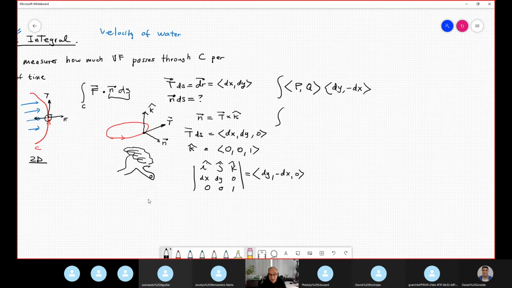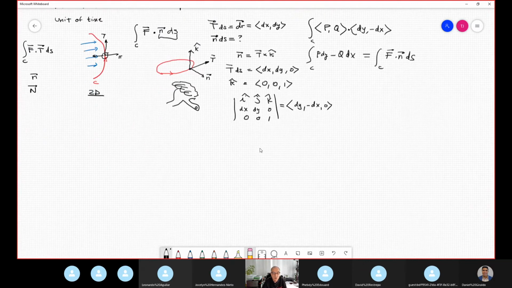So it's basically the line integral with the dot product, and the dot product is P dy minus Q dx. And this is the formula to compute the flux integral. So this is equivalent to this. Okay, compare. Circulation, flux. Circulation is the line integral of the vector field dot product tangent, ds, which is equal to the integral of P dx plus Q dy. Circulation.